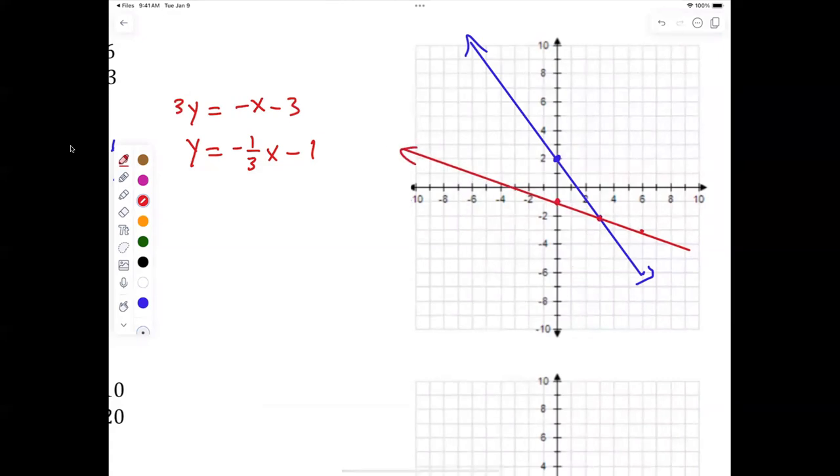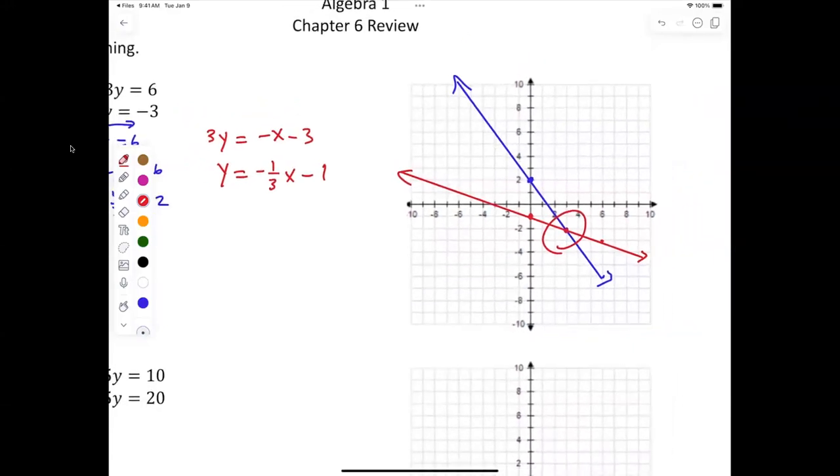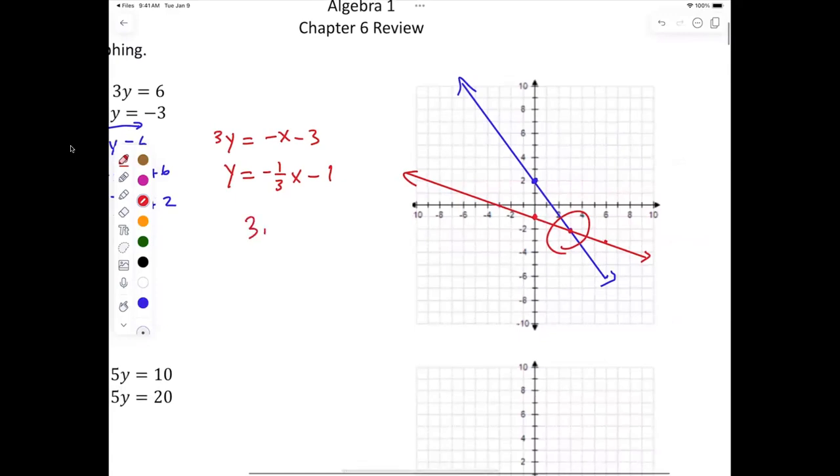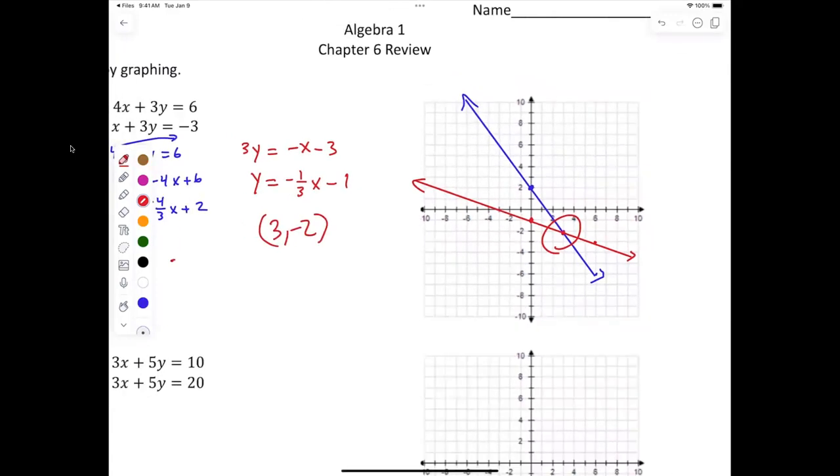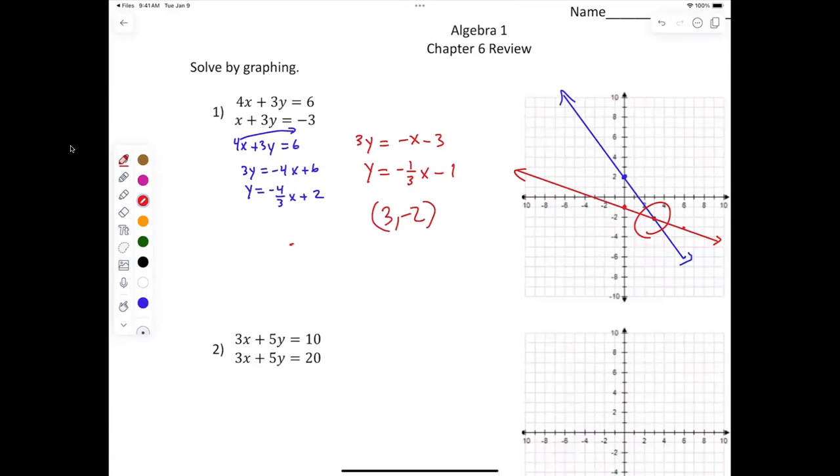And there we have it. That looks like my answer, correct? Mm-hmm. So what is that answer? 3, 3 comma negative 2. Now we're going to check it with our calculator, please.